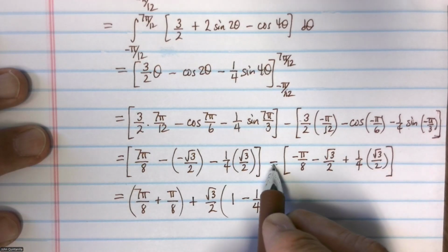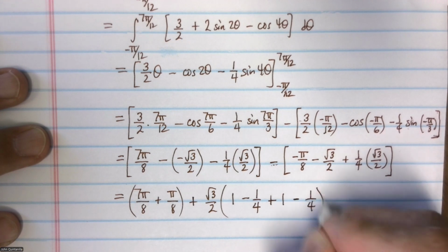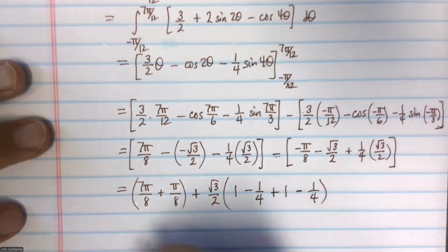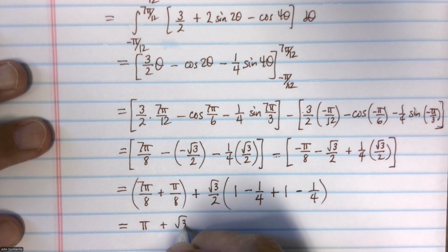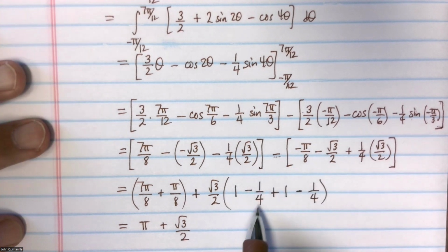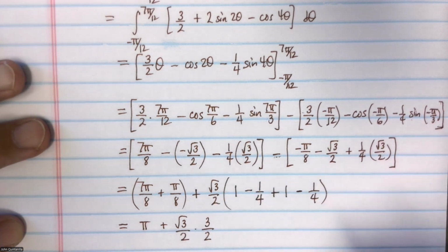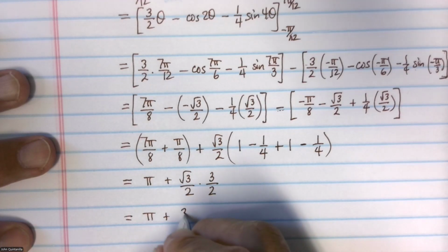Sorry, I got it backwards. Minus times this makes minus 1/4. I knew I was doing something wrong. Okay, so the minus times the 1/4 is minus 1/4 here. Okay, so pi plus square root of 3 over 2 times what's left here. We've got 2 minus a half. 2 minus a half is 3/2. And so finally, we end up with the answer pi plus 3 square root of 3 over 4.